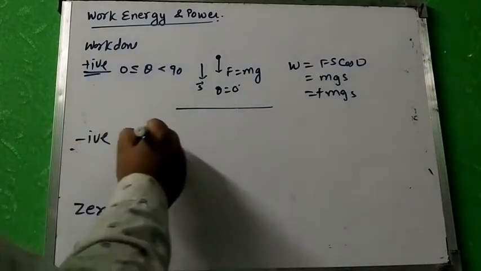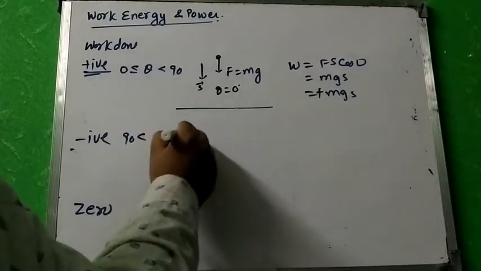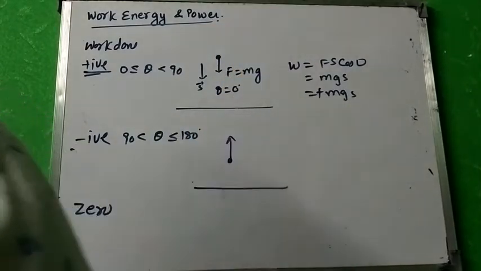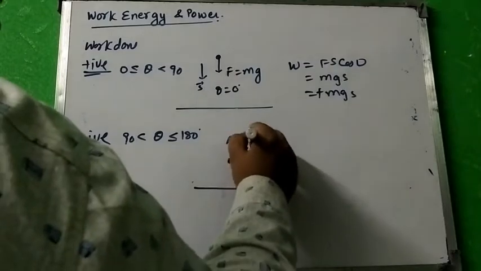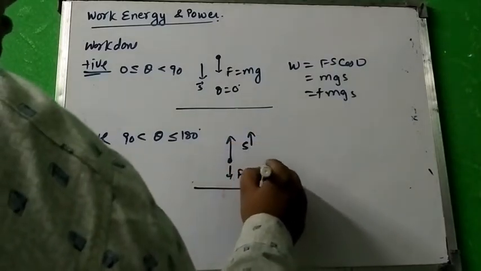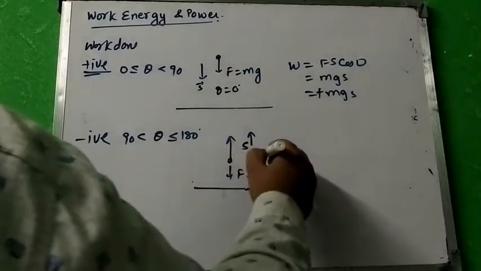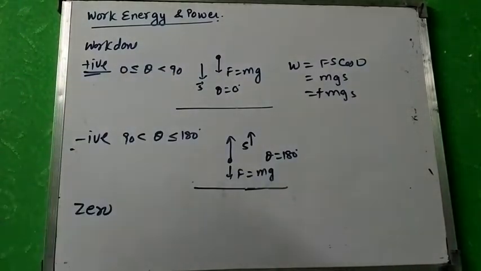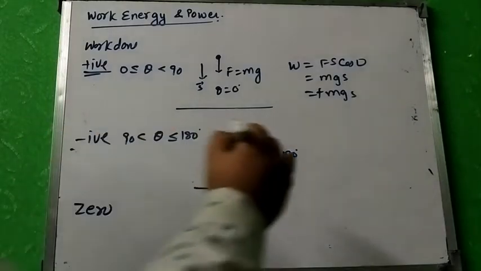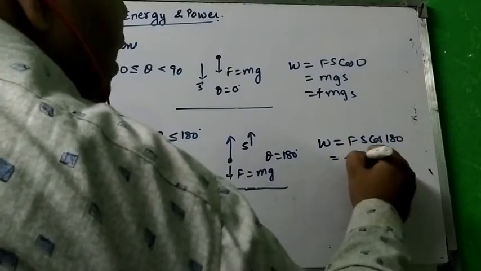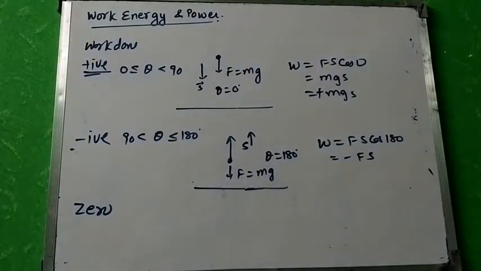Work done is negative when theta is greater than 90 degree and less than or equal to 180 degree. For example, reverse the case. You throw the ball in the upward direction. Then it will have displacement in the upward direction, but gravity is still acting in the downward direction. In this case, the angle between the force and the displacement is 180 degree. And work done is Fs cos theta, that is cos 180, and I know cos 180 is minus 1. So answer is negative.